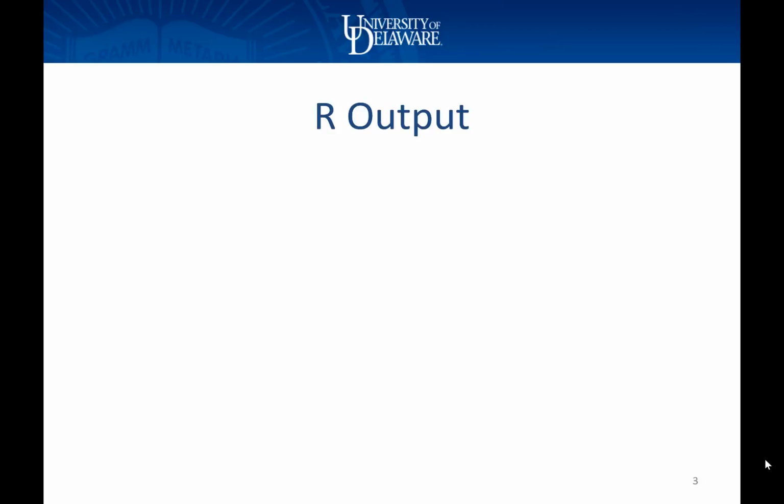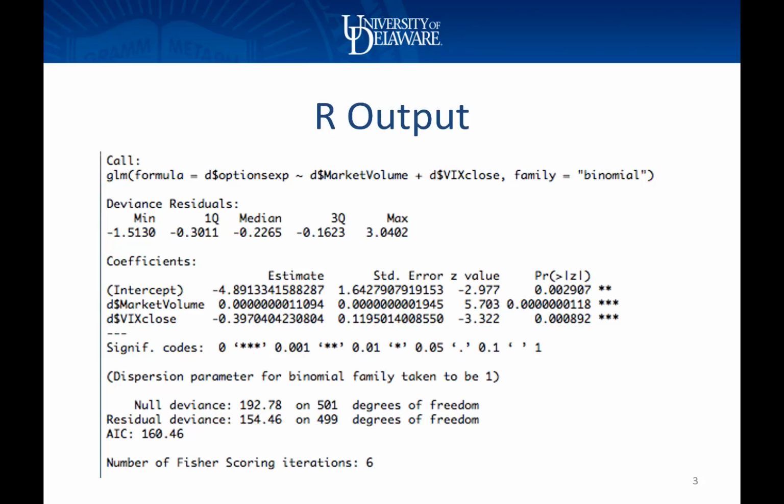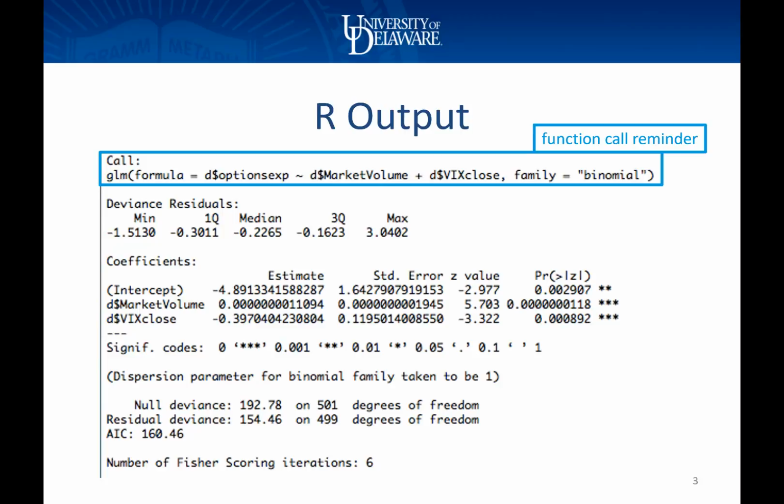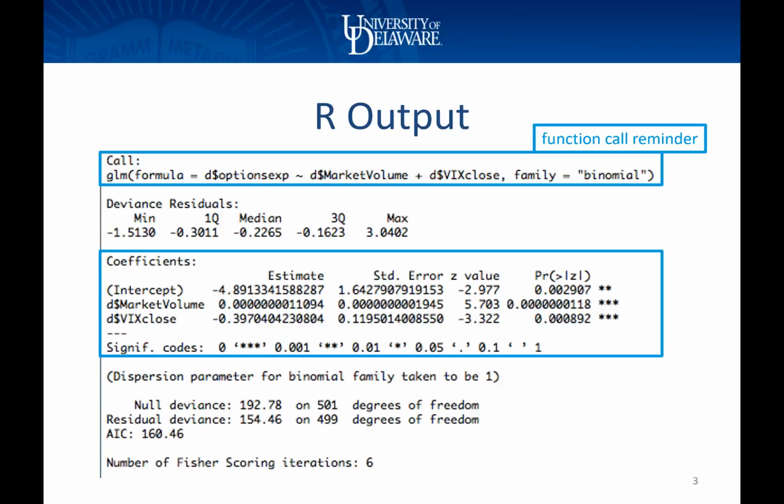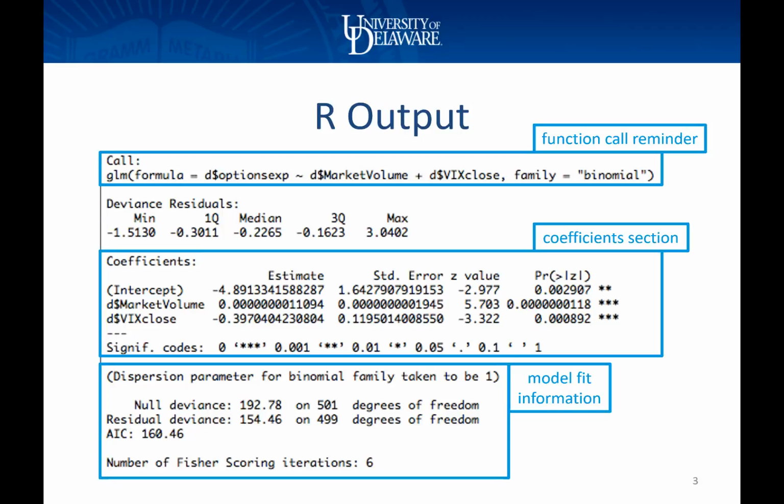When we ask R for a summary of the model, we'll see this output. This looks a lot like what we've seen before with a linear regression model. We have the function call reminder, the coefficients section, which looks remarkably similar to what we've seen in the past, and we have model fit information, which looks a little bit different.